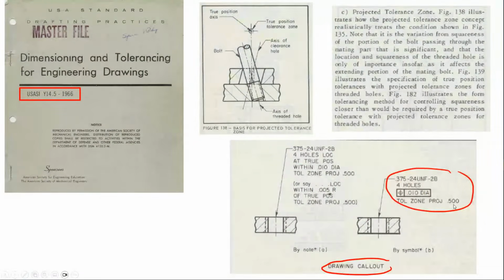Look how this tilted and causes problems. And then they have a write-up of why it has to be put in there. And then they actually said, oh, here's what the drawing call-out should be, is do this, .375-24, 4 holes, position .010 diameter, tolerance zone projected .500. Like, not only did they know about the problem, they have a solution documented that we still use today.